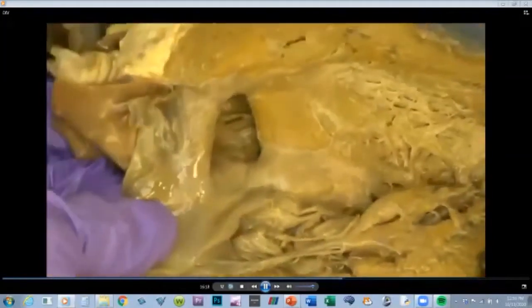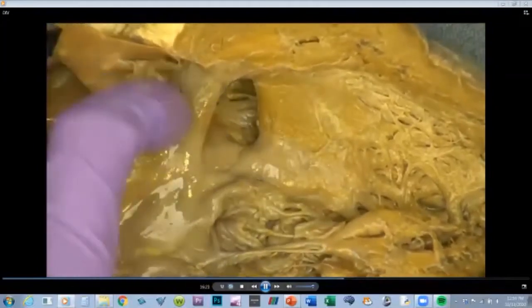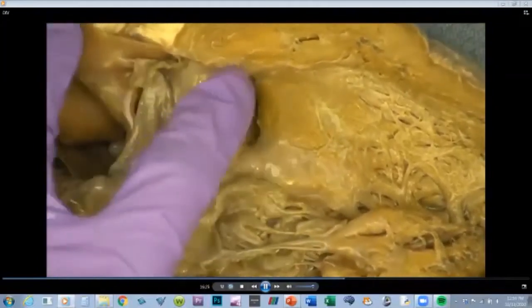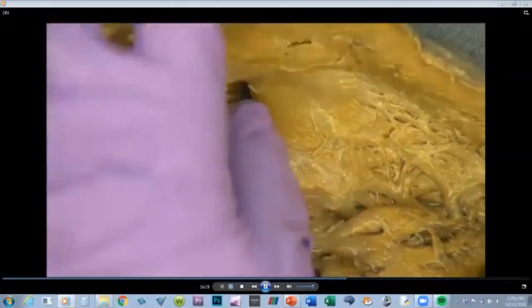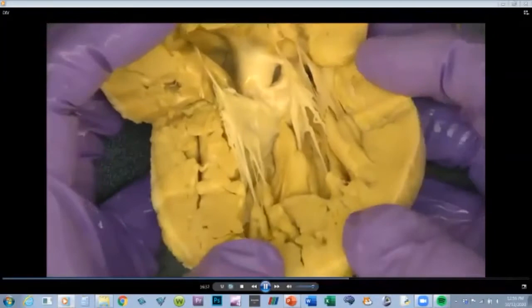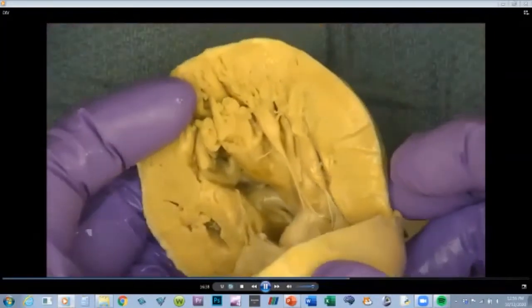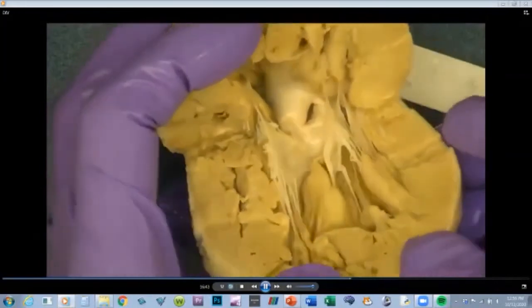For example, if we compare this with this double inlet left, you can see there's a clear septal surface over here, smooth septum, and there's an outlet foramen that leads to the outlet chamber on the other side. So those are two characteristics of double inlet left. But if we look at this double inlet right, we don't see anything like that. There's no smooth wall here. It's all just heavily trabeculated.